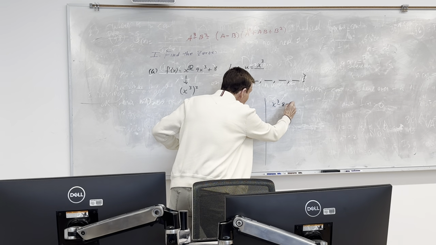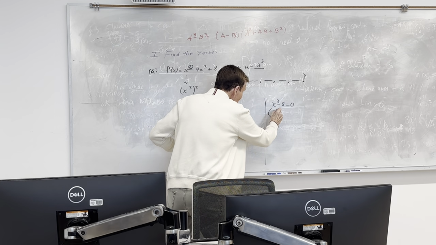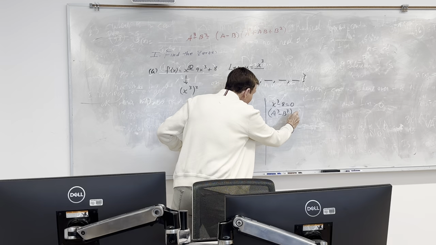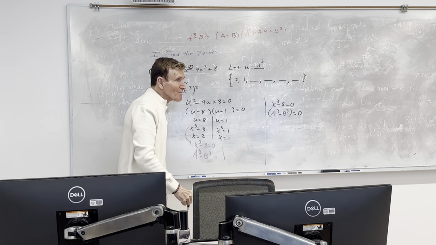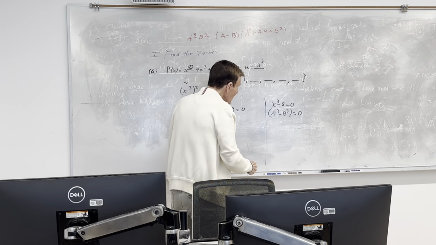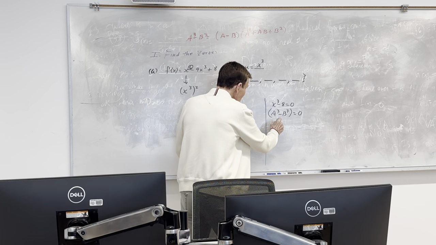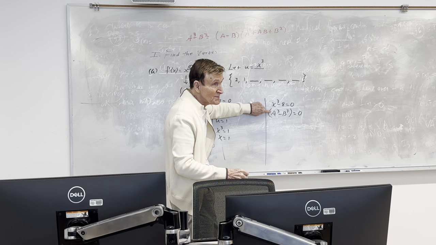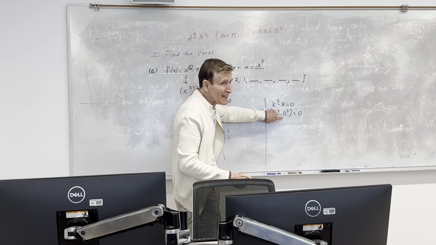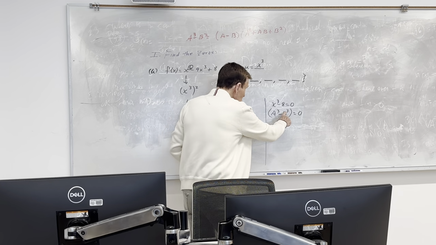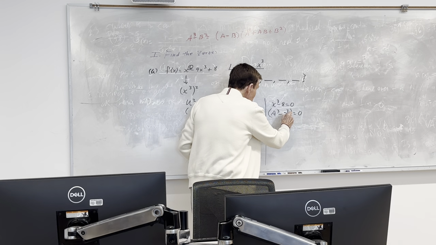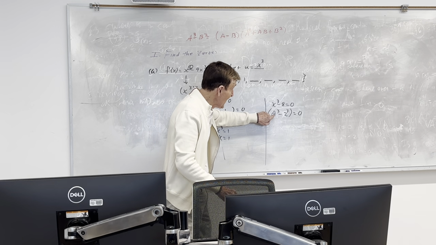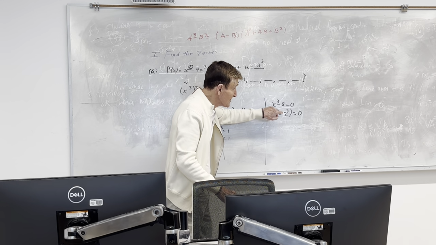x cubed minus 8 equal to 0 takes the form of a cubed minus b cubed. If it's a cubed minus b cubed, is the x acting as the a? Now be careful. What's acting as the b? 2. This can be written as 2 cubed. That's 8. So now I know what the a is. A is x, and the b is acting as a 2.